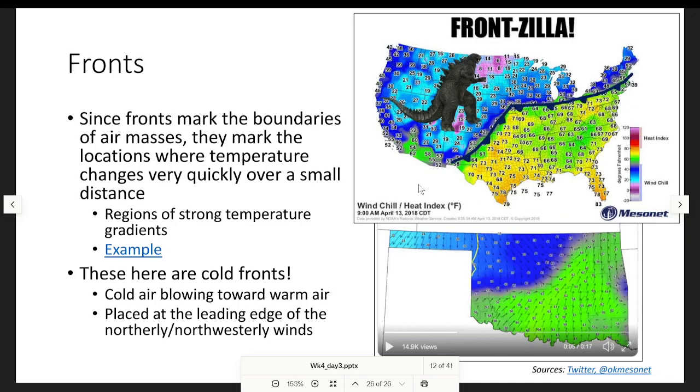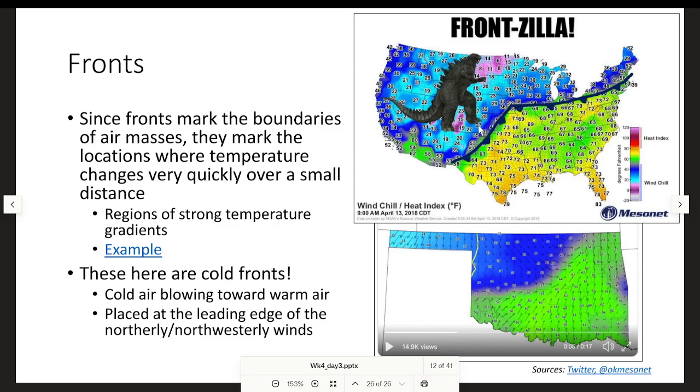Whoa! Okay, Frontzilla. Since fronts mark the boundaries of air masses, they mark the location where the temperature changes very quickly over a small distance. So this is a cold front. It's just the edge of this cold boundary here. It's in the 70s here, and it's 27 in Colorado. If there is a blizzard in Colorado in the spring, you can bet that there's probably going to be severe weather in the next day or so here.